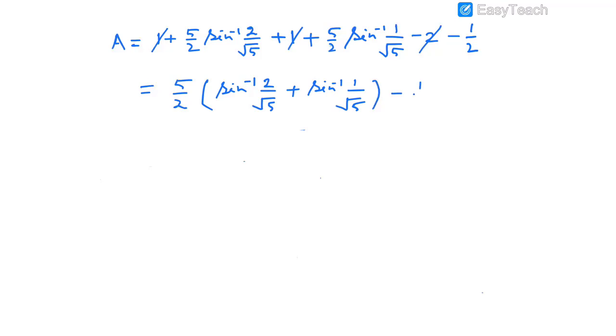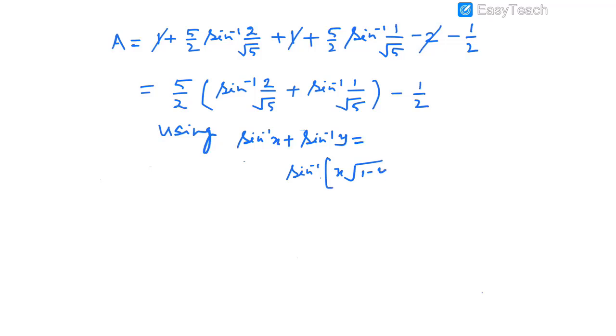And the minus 1 by 2. Now here, using the formula sin inverse x plus sin inverse y, which is equal to sin inverse of x root 1 minus y square plus y root 1 minus x square. So simply we put here x is equal to 2 upon root 5 and y is equal to 1 upon root 5.